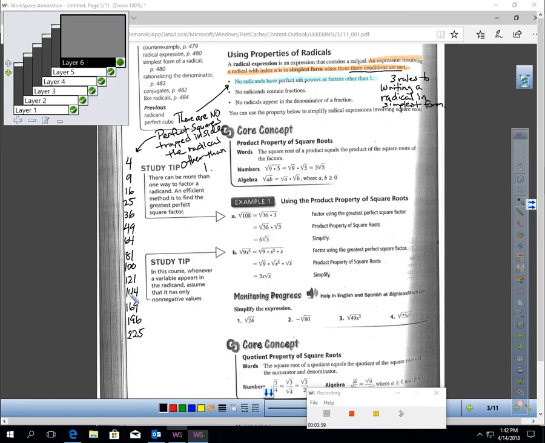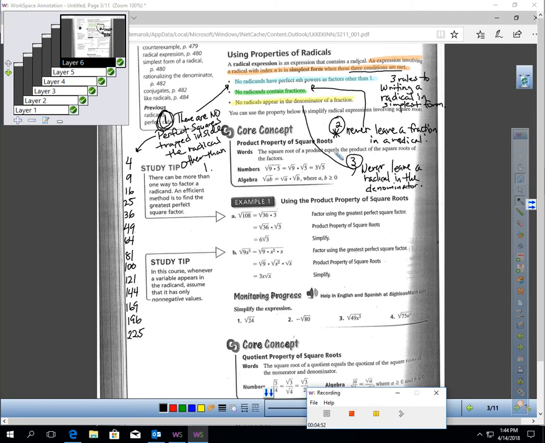Now, this is a little list I had you write down earlier in the year. These are perfect squares. Like 4 is a perfect square. The square root of 4 is 2. 9 is a perfect square. The square root of 9 is 3, and 16 is a perfect square. The square root of 16 is 4, and so on. You have to remember these in order to follow this first rule. We never leave perfect squares inside of a radical. That's the first rule.